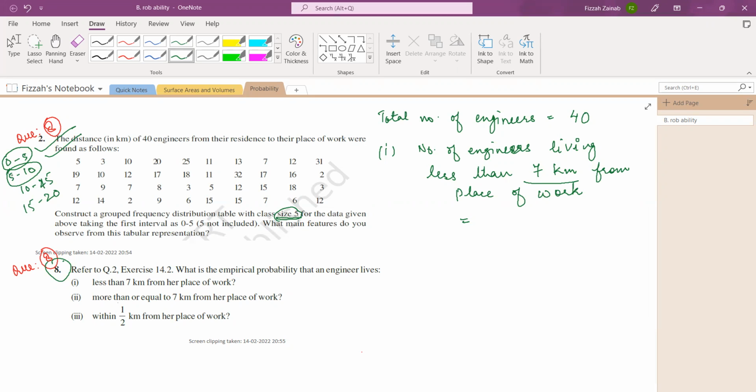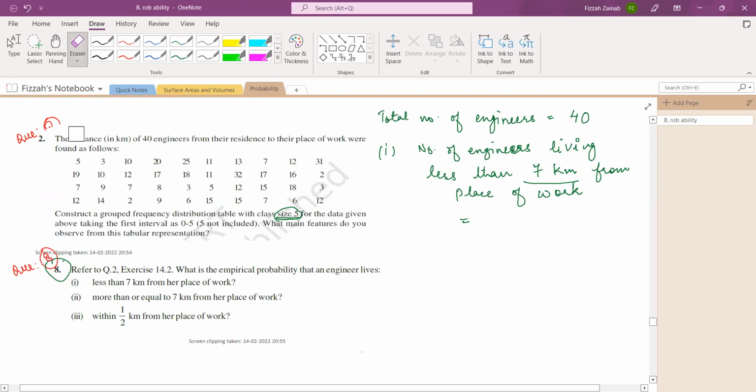Yes, ma'am. So where will you stop, like 0 to 5 or 5 to 10? You will do one thing: you will directly count from the data itself. You don't need to create a table. Now see, the number of engineers living less than 7 kilometers. So you just see in the data itself. This is less than 7, right? Less than 7. So similarly, you can count.